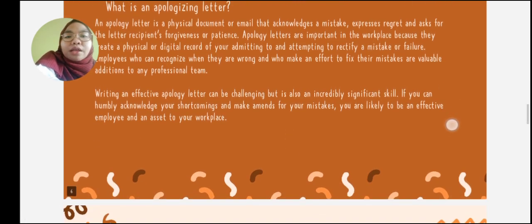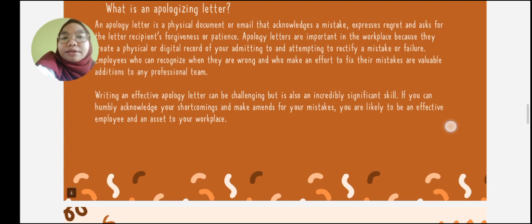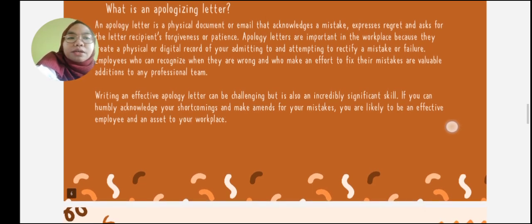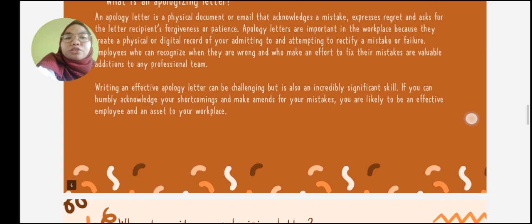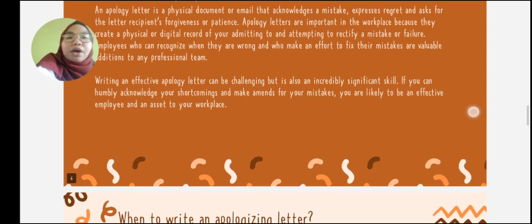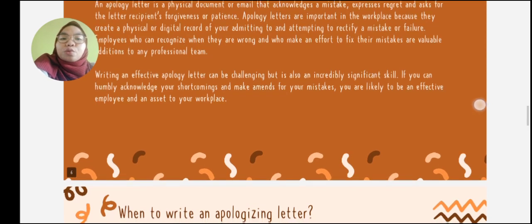Writing an effective apology letter can be challenging, but it is also an incredibly significant skill. If you can humbly acknowledge your shortcomings and make amends for your mistakes, you are likely to be an effective employee and an asset to your workplace.